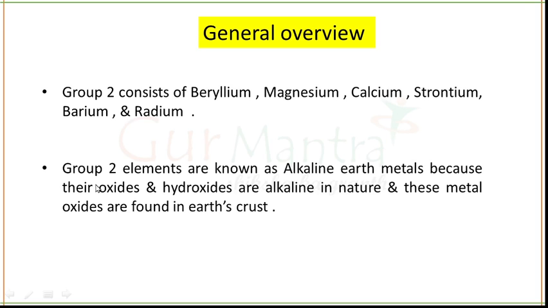Now we are going to discuss the general overview of group 2 elements. Group 2 consists of the elements beryllium, magnesium, calcium, strontium, barium and radium. These group 2 elements are known as alkaline earth metals because their oxides and hydroxides are alkaline in nature, and these metal oxides are found in the Earth's crust. That's why group 2 elements are known as alkaline earth metals.